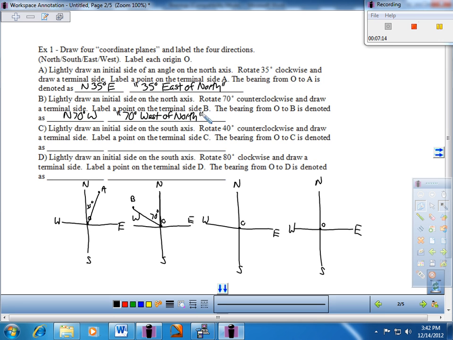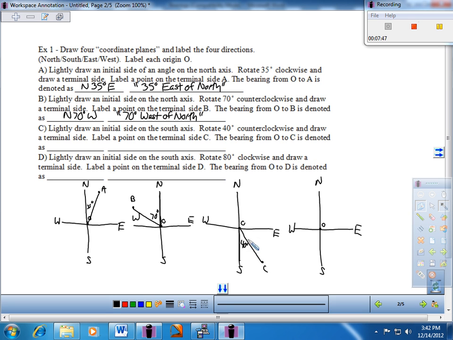Letter C, everybody. Lightly draw an initial side on the south axis. Okay, so here, everyone, we're going to start it out on the south axis. Rotate 40 degrees counterclockwise. So this will be going this direction, 40 degrees. Again, from here to the east axis would be 90, so 40 degrees, maybe something in there. Put a terminal side and label that C. And so as a result, everybody, that would be 40 degrees right there.